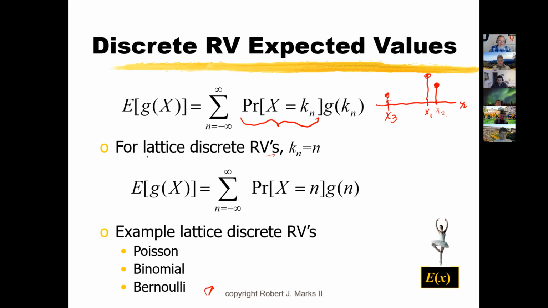Most of the random variables are of the lattice type, which means all of the probability masses exist at the integers. This was, I believe, a term which was coined by Athanasius Papoulis. But all of the probabilities lie at integers.